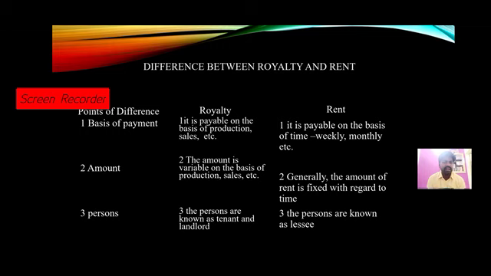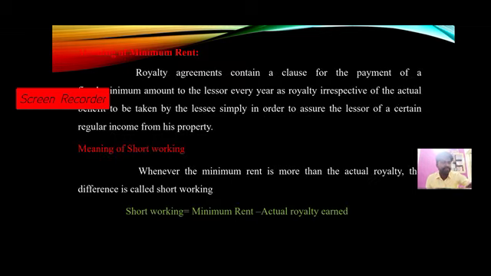Next, persons. Which are the persons? In royalty there is a tenant and landlord. In rent we use the words lessor and lessee. Okay, these are the differences between royalty and rent.